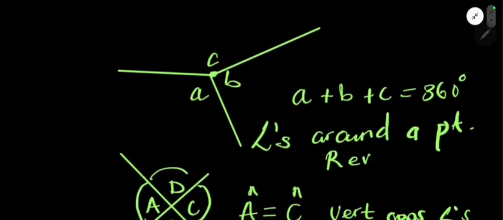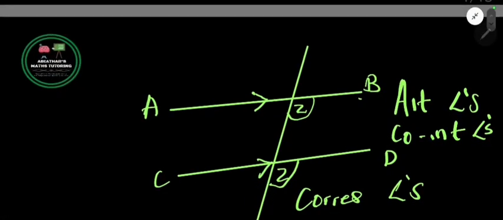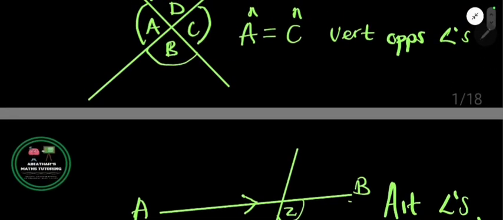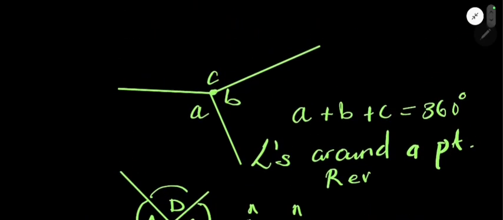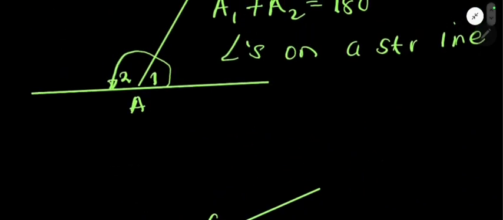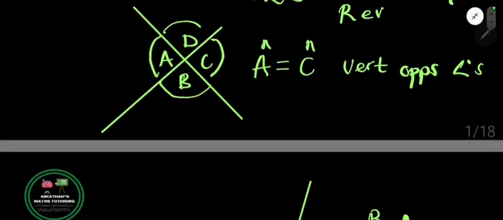Okay, so we spoke about vertically opposite angles, and we spoke about parallel lines, which have three properties: co-interior angles, alternating angles, and corresponding angles. So that's three. And then we have vertically opposite angles, that's 4, and we have angles around a point or a revolution, that's 5, and we have angles on a straight line, that's 6. So there are about 6 things that you need to know about lines.